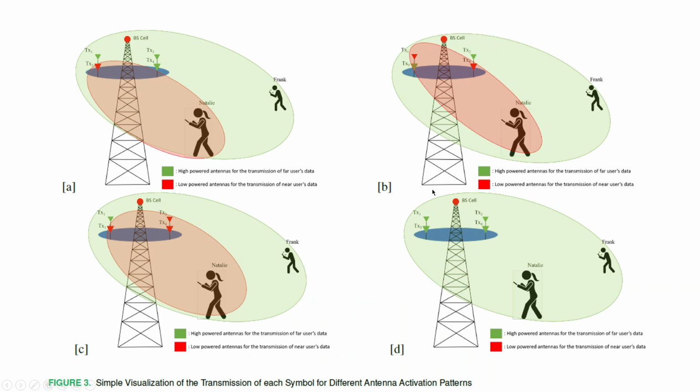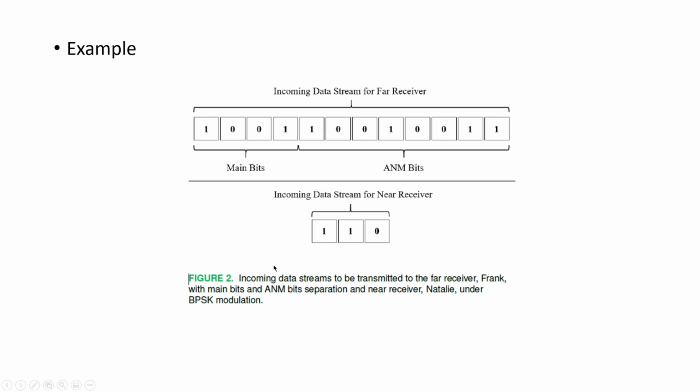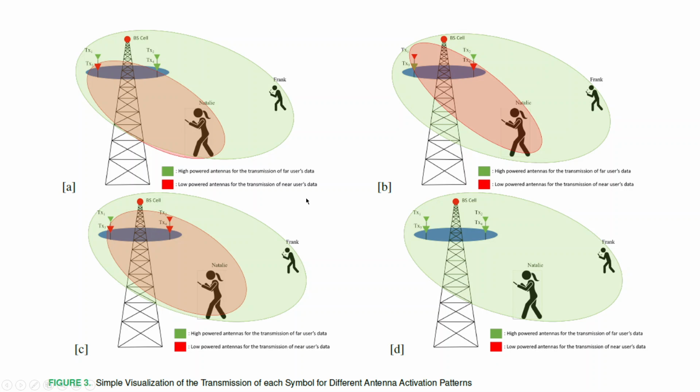So in figure 3a, you can see that we are using 3 antennas to transmit the data to the far user, but on the other hand, we have another one here for the near user. Since we are using 3 antennas for the far receiver, we have only 1 antenna in the system, which will be deployed to transmit the near user's data, which we are using here.